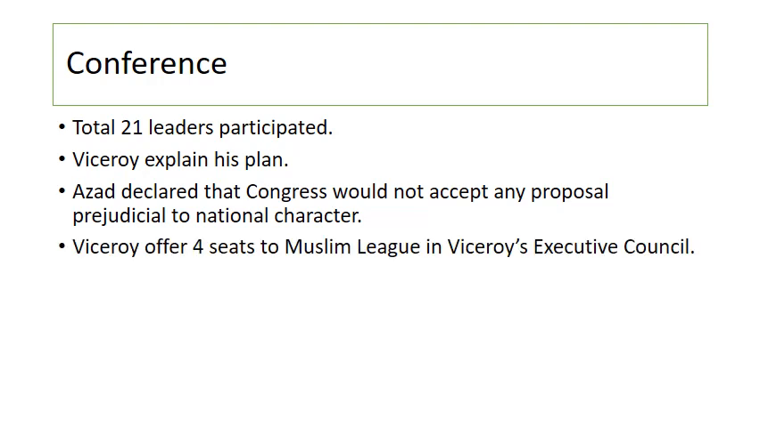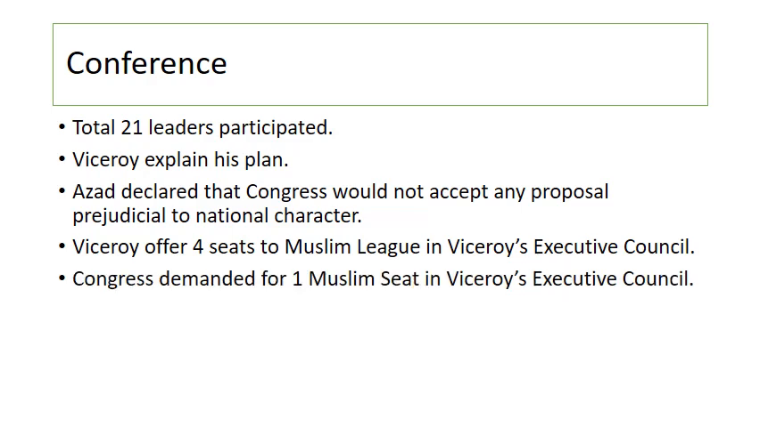When the discussion on the Viceroy's executive council came on the table, the Viceroy offered four seats to the Muslim League, and one Muslim seat to the Unionists in Punjab. So out of these five Muslim seats, four were offered to the Muslim League and one to the Unionists in Punjab. The Unionist Party was a Muslim party in Punjab. Congress demanded one Muslim seat, since they claimed that they are the sole representative of all Indians, and had the right to represent all communities of India.